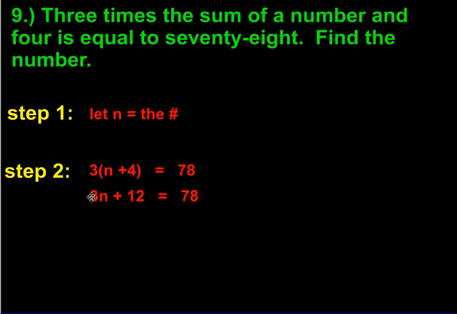Again, our goal is to get n by itself, so we want to take the constant first, move it to this side of the equal sign. So we're going to subtract 12 from both sides. Our 3n comes down and we get 66. Remember, to break a coefficient and a variable, we always have to divide, so we're going to divide by 3. And that's going to get our n by itself, and our n equals 66 divided by 3, 22.